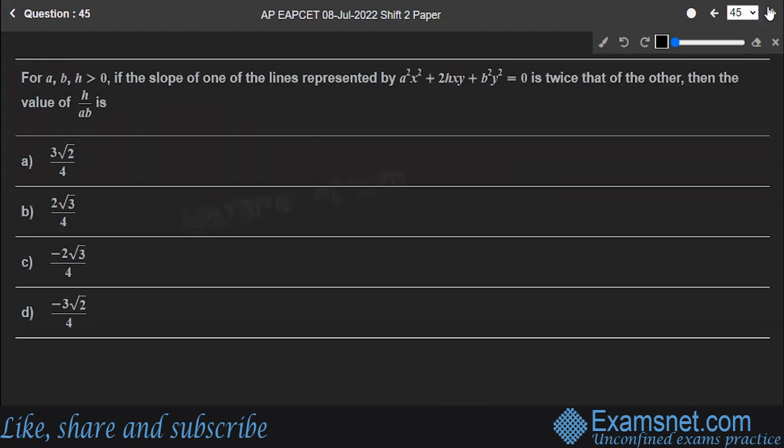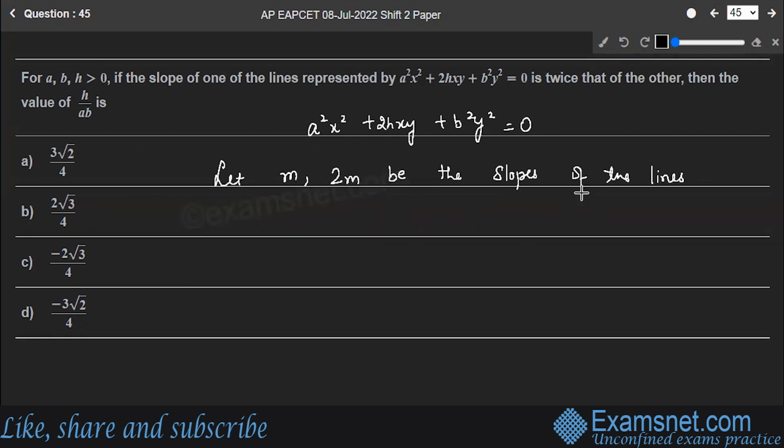Clear? Next is question number 45. For A, B, H greater than 0, if the slope of one of the lines represented by this given equation is twice that of the other, then the value of H upon AB is. You are given the lines A square x square plus 2H xy plus B square y square is equal to 0. Now, let M and 2M be the slopes of the lines. Then M plus 2M will be given by minus 2H upon B square.